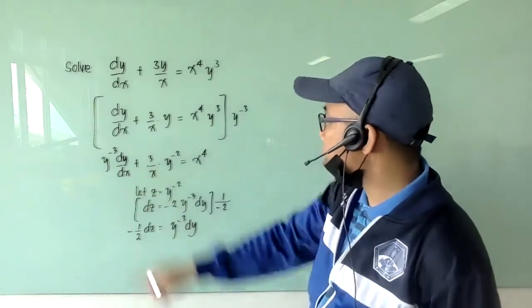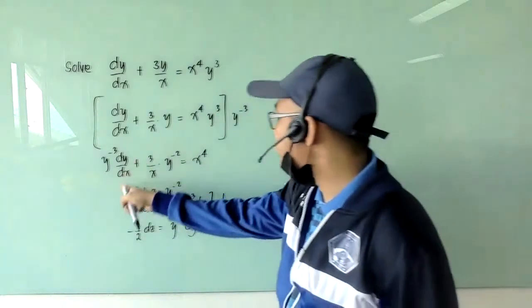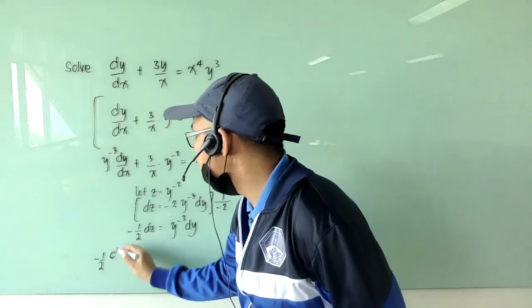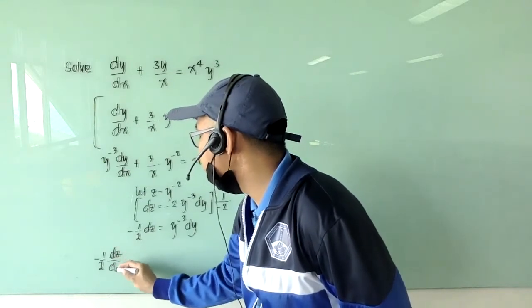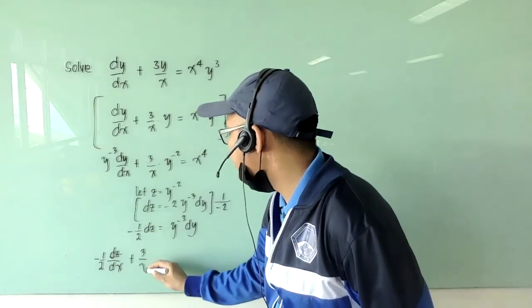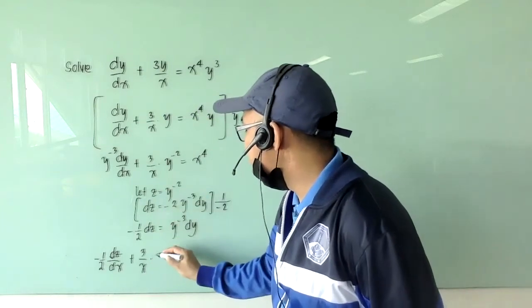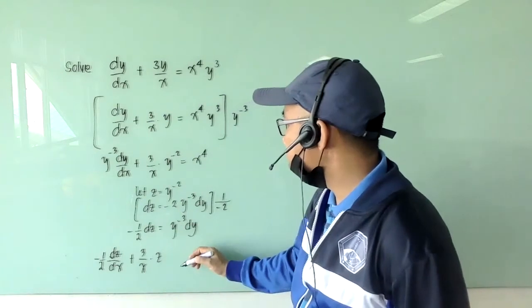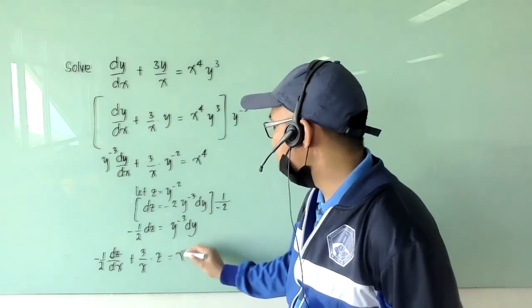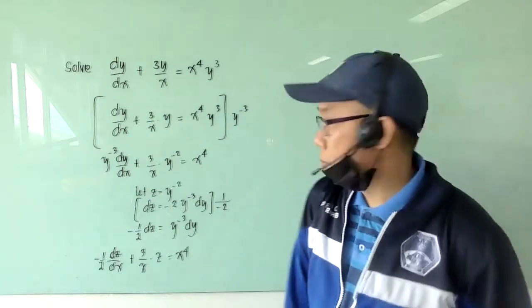Now we plug in these values. So we have -1/2 dz/dx. For the second term we have plus 3/x, and this becomes z, equals x^4.